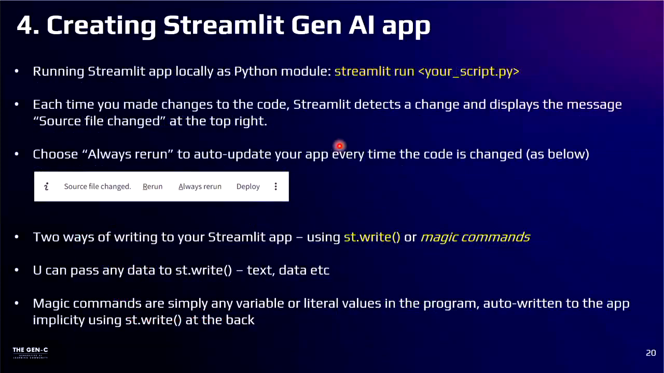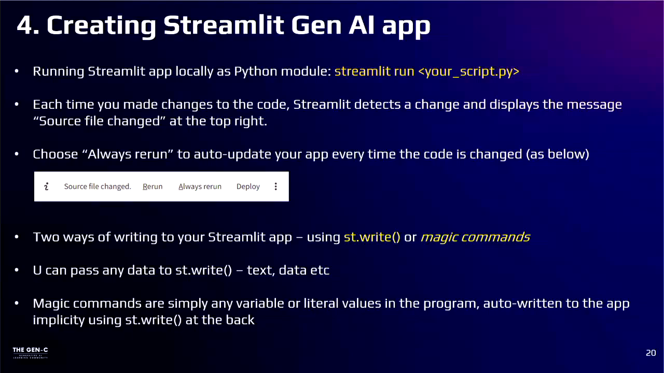And then you can run the Streamlit app locally as a Python module by running the command as shown. Each time you make changes to the code, right, Streamlit detects a change and displays the message source file changed. And you can choose to always rerun to auto-update your app every time you make a code change, right? And there are 2 ways of writing to your Streamlit app. You can use either st.write or you can use magic commands. So st.write is where you pass data, such as text, for example. And magic commands are simply any variable or literal values in the program, which are auto-written to the app implicitly, like using st.write.